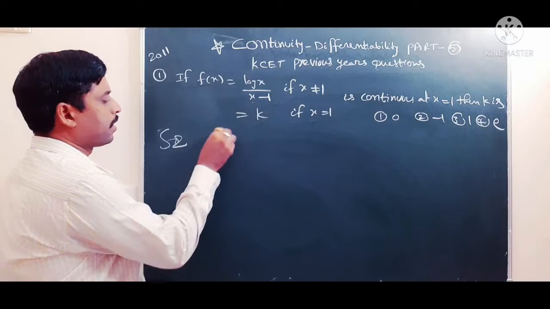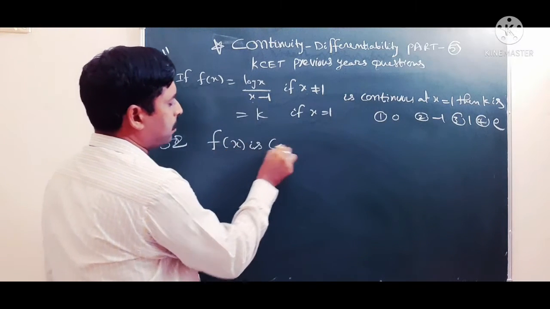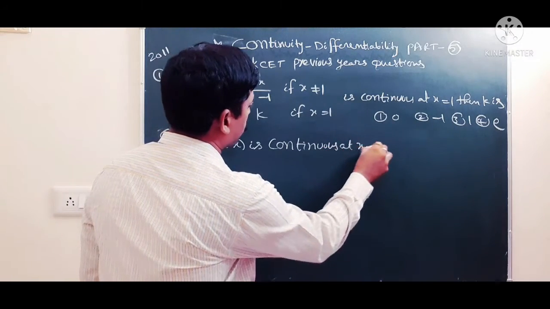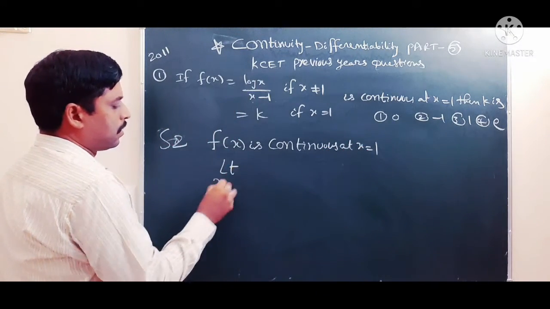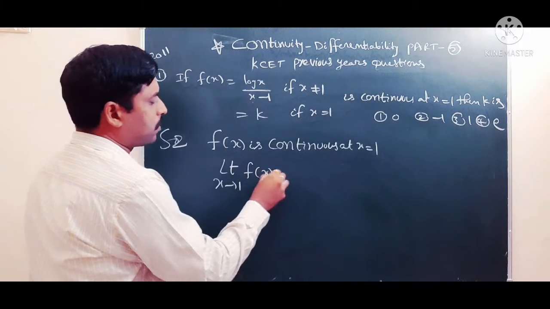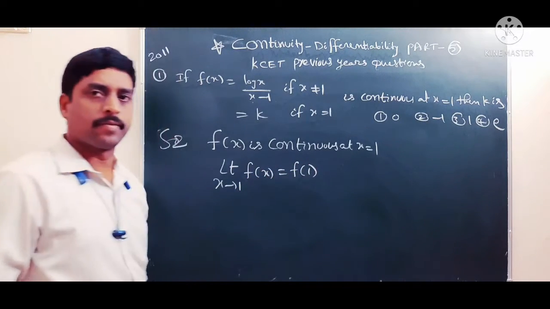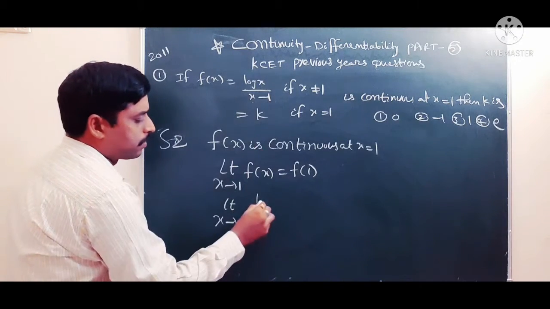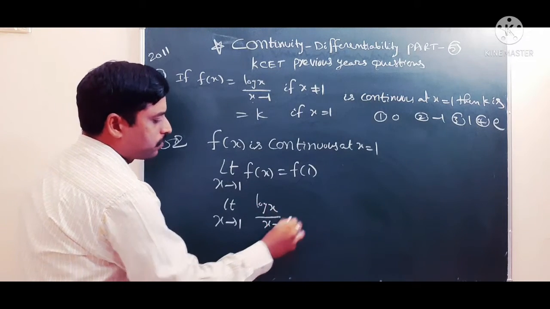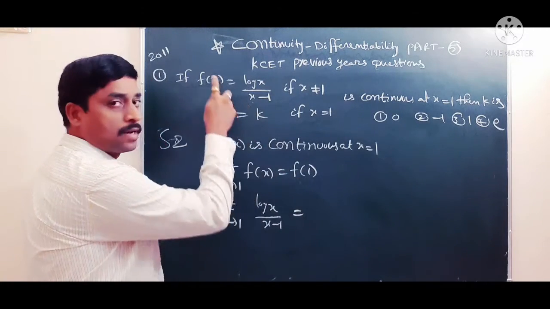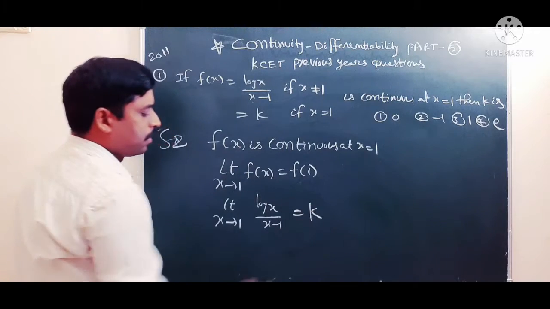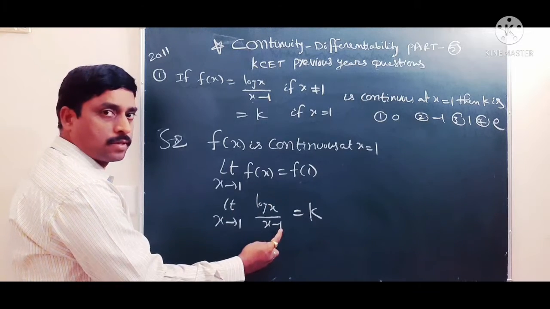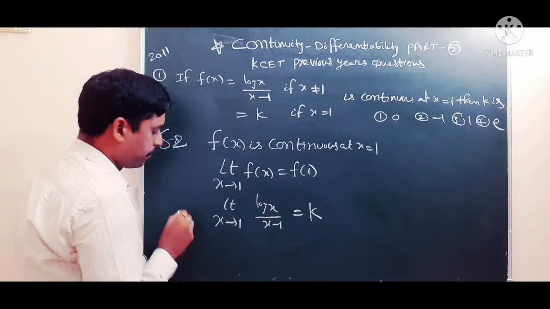What is given? F of x is continuous at x is equal to 1. So now limit x tends to 1, f of x is equal to f of 1. This is the definition of continuity. So limit x tends to 1, where f of x value given log x by x minus 1. This will be f of 1. From statement f of 1 value k given. Put expression 1. This is log 1 0, 0 by 1 minus 1 0. This is 0 by 0 form.